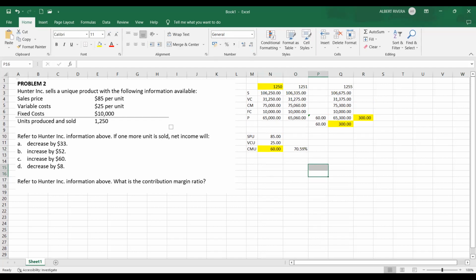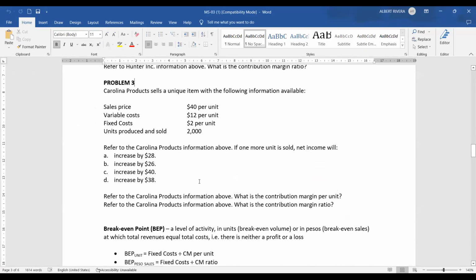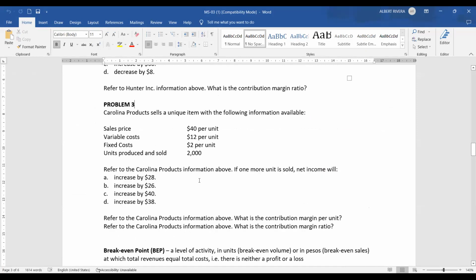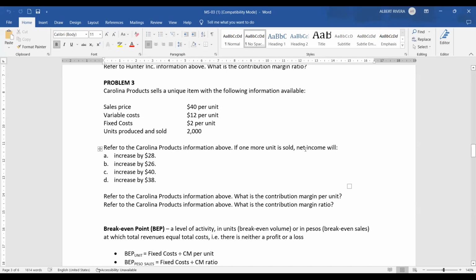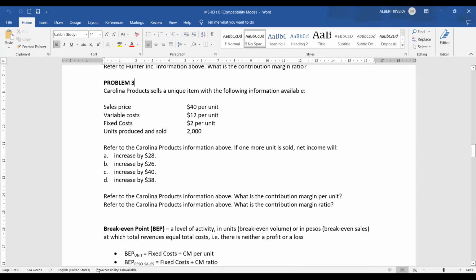Okay, so let's now proceed. Okay, so here is item number 3, problem 3. The requirement is for you to compute what is the change in net income, what is the contribution margin per unit, and what is the contribution margin ratio. So again, we solve this in the next 30 seconds. So there are 3 items to be solved. One is the change in net income. The second one is the contribution margin per unit and the contribution margin ratio. Your time starts now. 30 seconds.